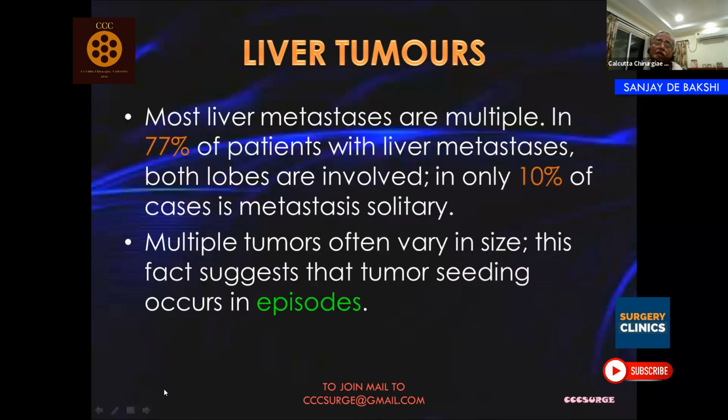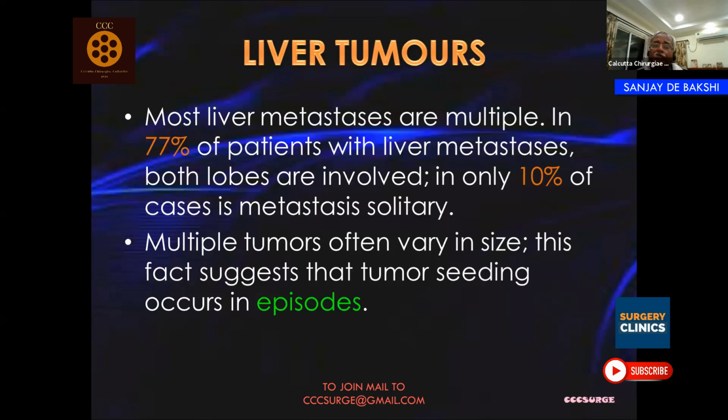So most liver metastases, I'm now going to go into a bit of theory, so you need to know that, but you will need to know that after knowing your basics. So most liver metastases are multiple. In 77% of patients with liver metastases, both lobes are involved. In only 10% of cases is a metastasis solitary.